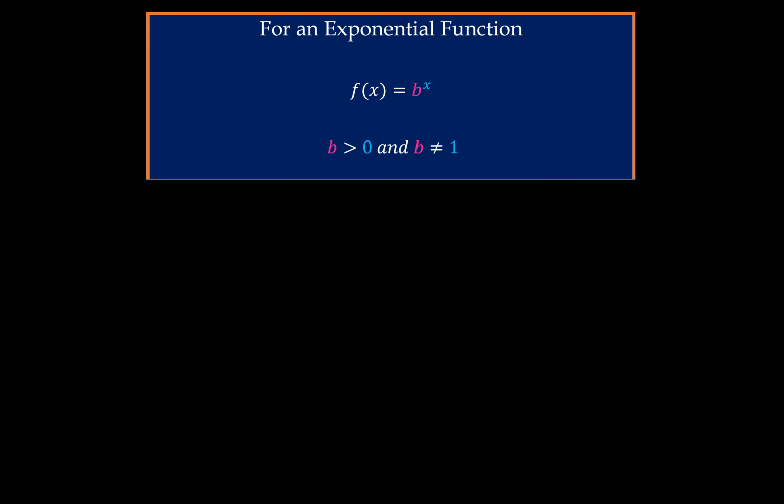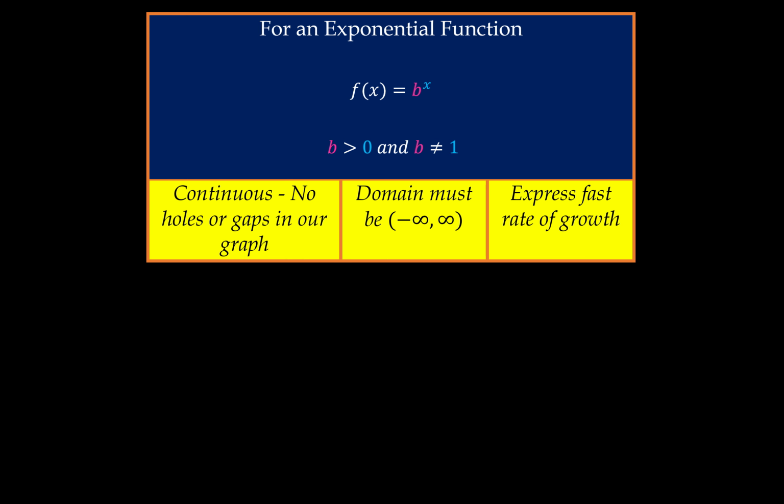When we talk about the base of an exponential function, we will put restrictions on the numbers that we can use. The base can only be a number greater than 0, but not equal to 1. We do this to ensure 3 criteria are met. First, we want to ensure that our graph is continuous. This means that we want a graph without any holes or gaps in it. Second, we want to be able to put any real number value of x into our function. And lastly, we want our class of exponential functions to represent some rapid growth.